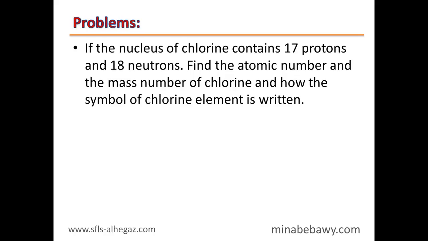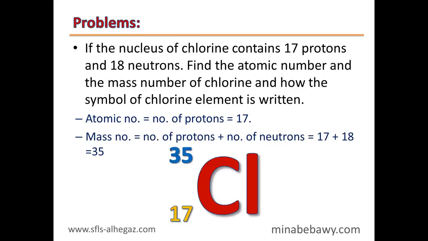Problems. If the nucleus of chlorine contains 17 protons and 18 neutrons, find the atomic number and the mass number of chlorine and how the symbol of chlorine element is written. Atomic number of chlorine is equal to the number of protons, so the atomic number of chlorine is 17. Mass number equals number of protons plus number of neutrons, equals 17 plus 18, equals 35.